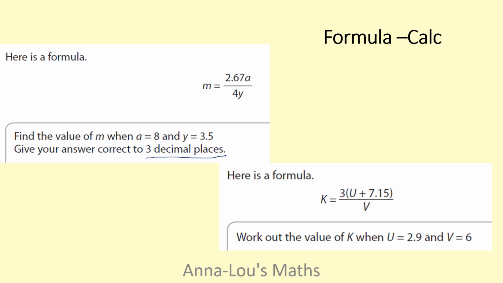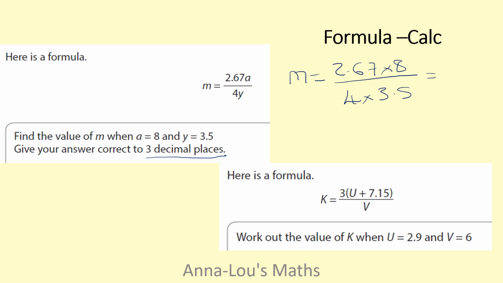Okay, let's have a look. So we had 2.67a on this first one. Again, if I rewrite it, 2.67 multiplied by, it tells us a is 8, 4 multiplied by, it tells us y is 3.5. This particular question was a 3-mark question. Mark number 1 is me rewriting it, substituting in my values for my letters there.